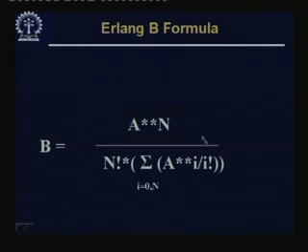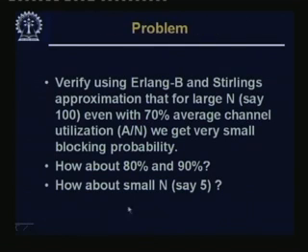Okay. So, you can use this formula, or maybe write a small program using this formula, to calculate the call blocking probability given these values of A, N, I, etc. I of course is this thing. So, you can verify this.